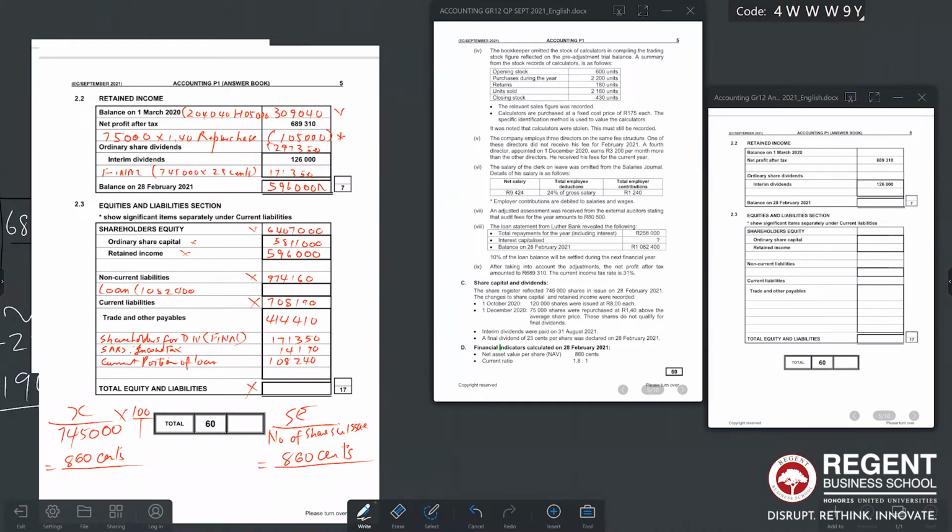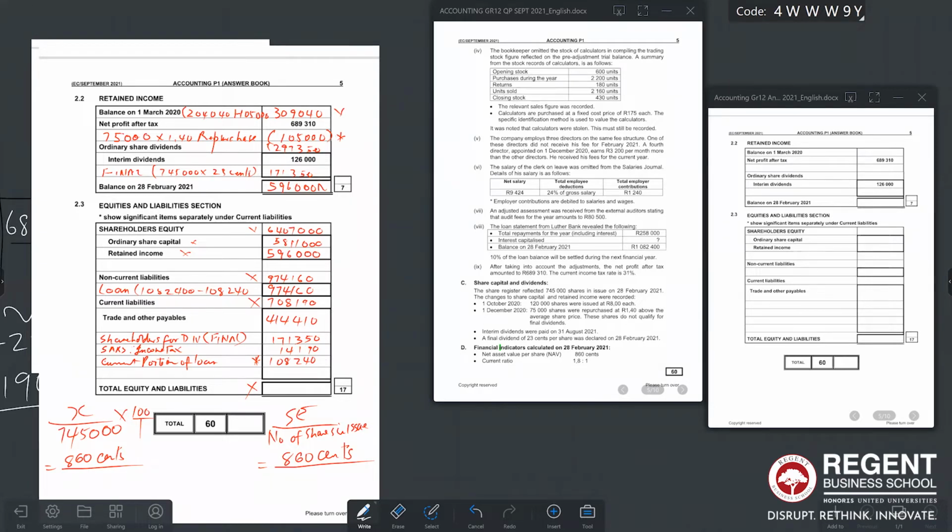Next financial year, I'm going to pay this amount here. That's the current portion of loan. 10% of 1,082,400 gives me 108,240. Take that figure 1,082,400 and minus 108,240 and that will give you your loan figure. Zondo, when you say longer than 12 months, it is this figure here, 974,160. That is more than 12 months. The 108,240 is less than 12 months.